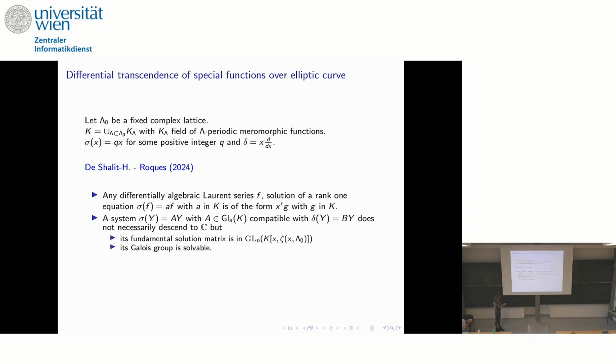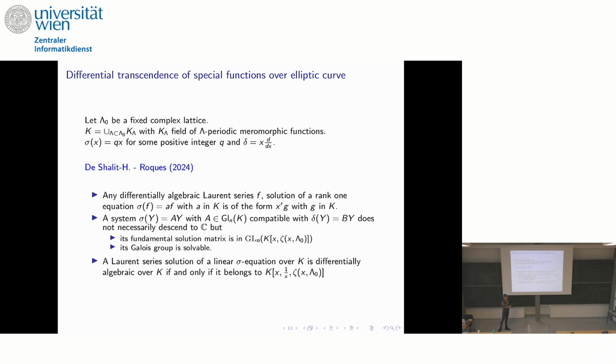And finally, when we start with a compatible system, then we prove that the Galois group is solvable, the classical one. And this ends up by proving that any Laurent series solution of a linear equation of this type over K is differentially algebraic over K if and only if it belongs to this polynomial ring. So you get any differentially algebraic solution by just adding x, 1 over x, and the zeta function.